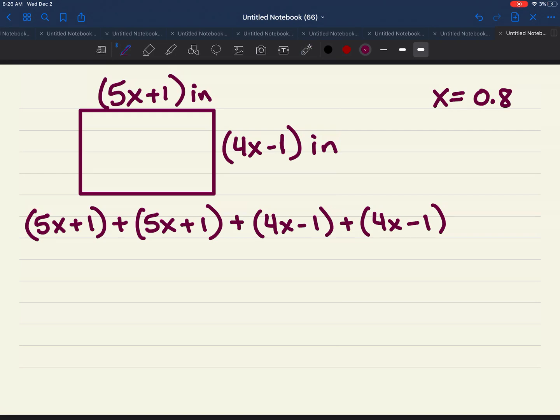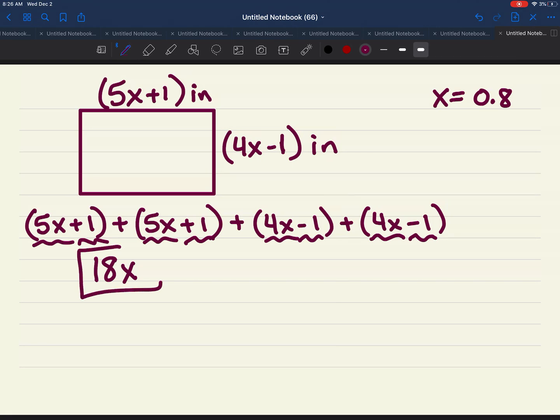All right? So we're going to do the same exact thing. We're going to add everything that has x. So what would I be adding here? 5x. Okay, what's 5 plus 5? 10. 10 plus 4? 14. 14 plus 4. 18. Okay, so I'm going to get 18x. All right, and then what about 1 plus 1? 2. What's 2 minus 1? And 1 minus 1? 0. So do I really need to say plus 0? No. Okay. So this is my answer for the perimeter, 18x.